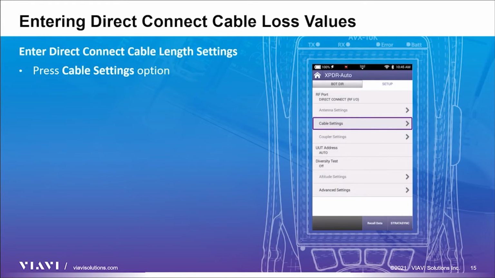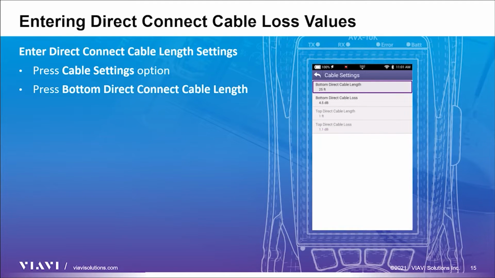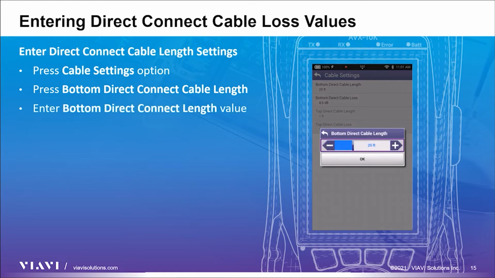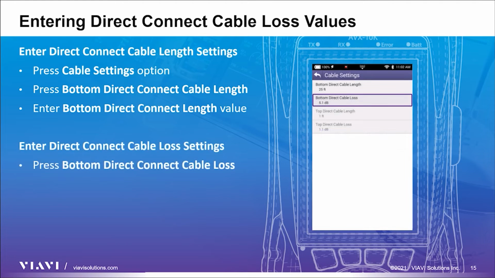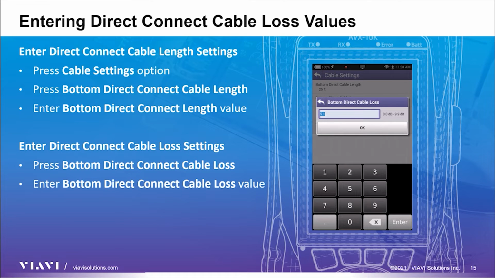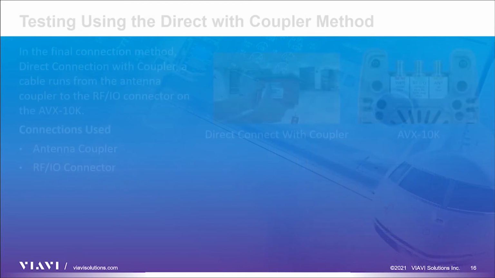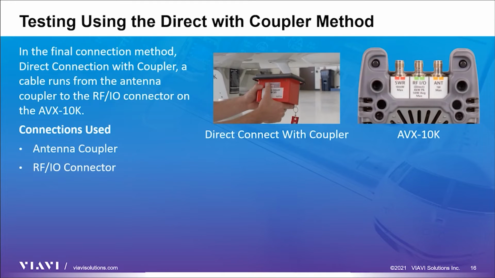Common settings for direct connecting are straightforward. We need to enter the cable length and the cable loss, both of which are found on the cable label. Select bottom direct cable length and enter the value found on the label. And then, select bottom direct cable loss and enter the value. And just like with the flat panel antenna, top cable length and loss options become available when diversity is set to on.